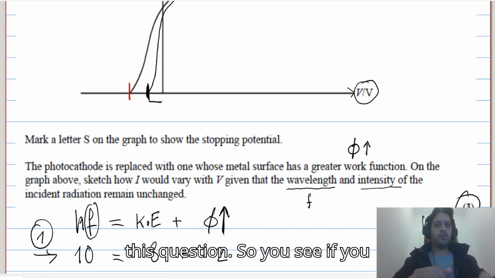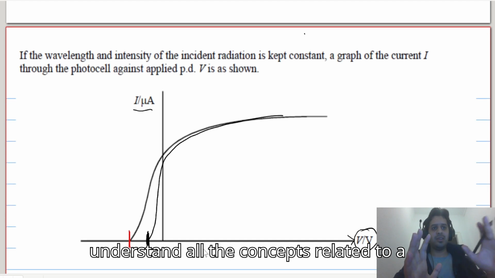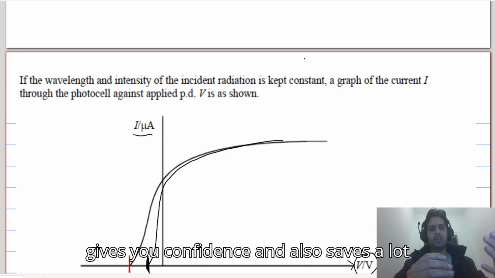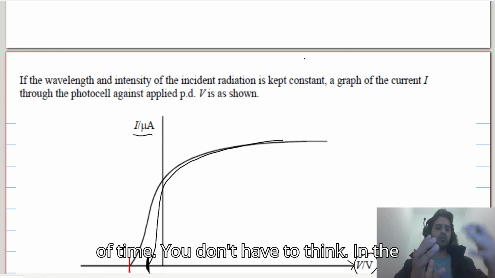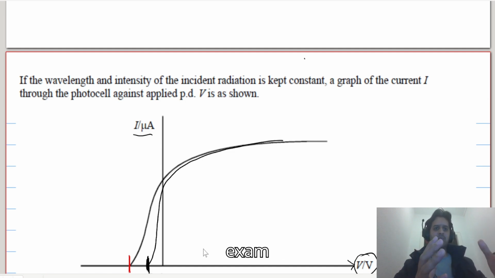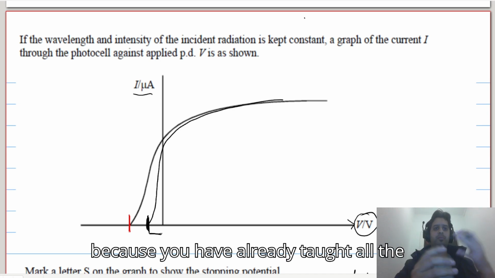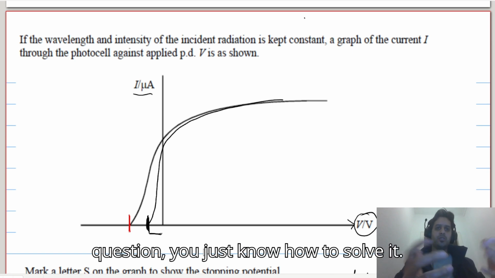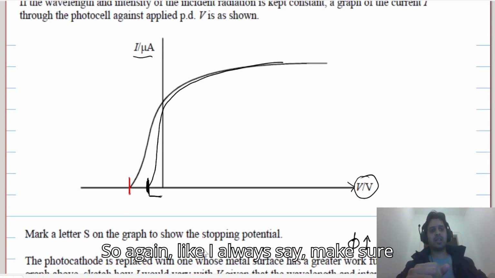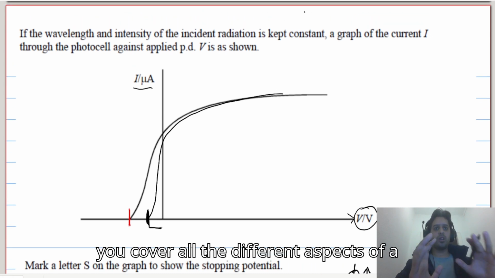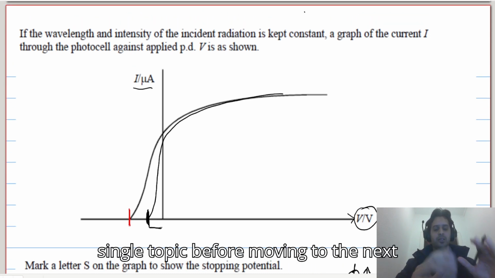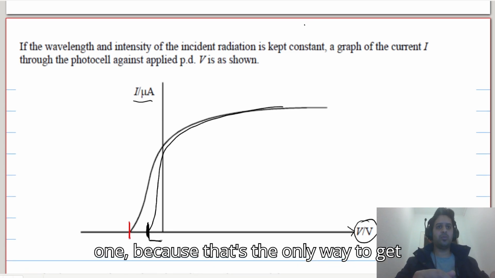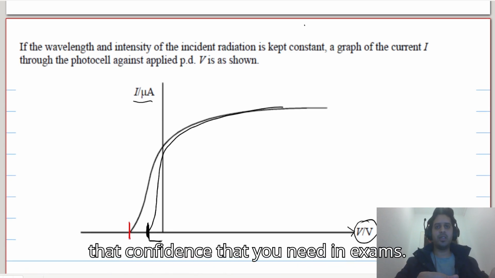So you see, if you understand all the concepts related to a specific type of question, this gives you confidence and also saves a lot of time. You don't have to think in the exam, because you have already thought of all the possible questions that they can ask, right? And in the exam, if you see a question, you just know how to solve it. So again, like I always say, make sure you cover all the different aspects of a single topic before moving to the next one, because that's the only way to get that confidence that you need in exams.